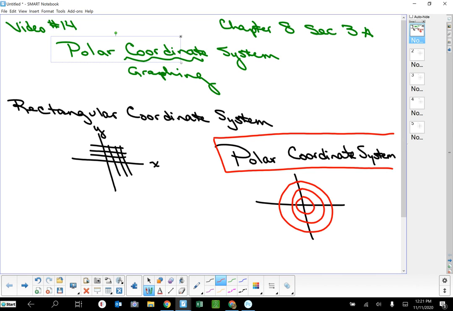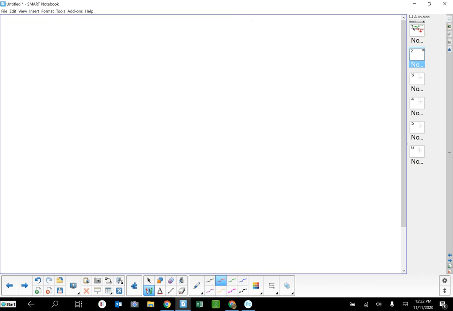So I'm going to give you some words and some information and then show you really quickly how to graph in there. And then your next video is going to get into going back and forth between the rectangular coordinate system and the polar coordinate system. Okay, so we're going to add a screen here, and this talks about forming the actual polar coordinate system.